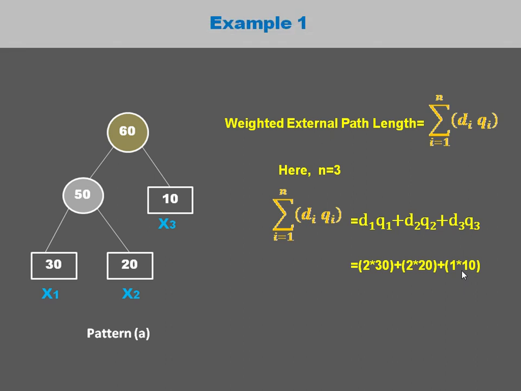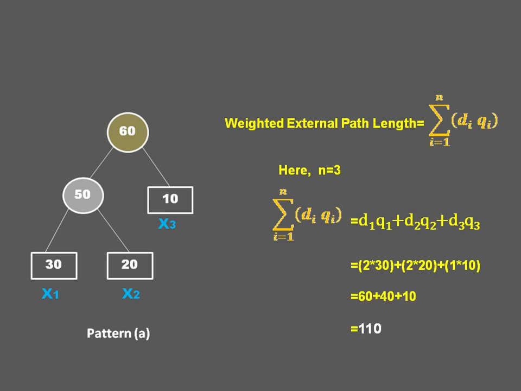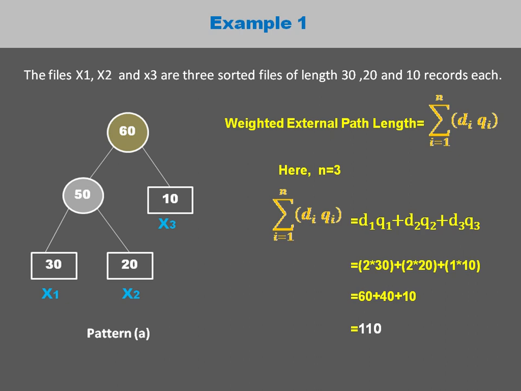In this way we calculate its values. So it will be 60 plus 40 plus 10, which is 110. So the total number of record moves for this binary merge tree will be 110.